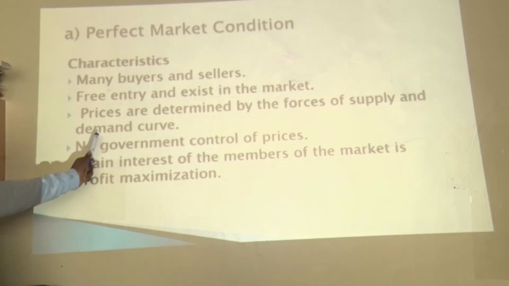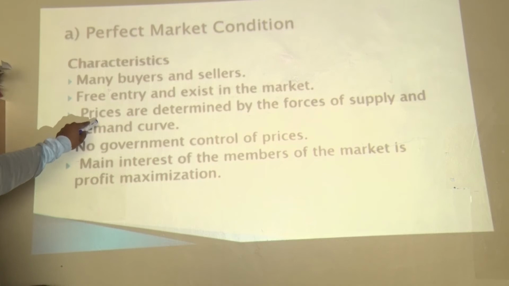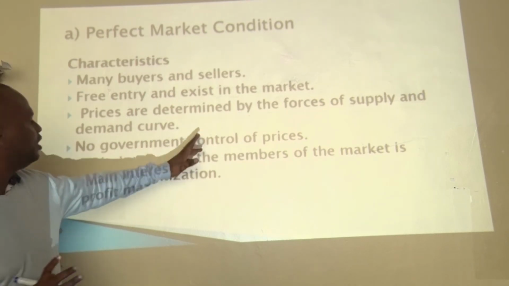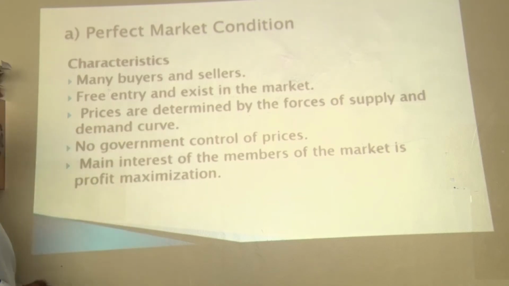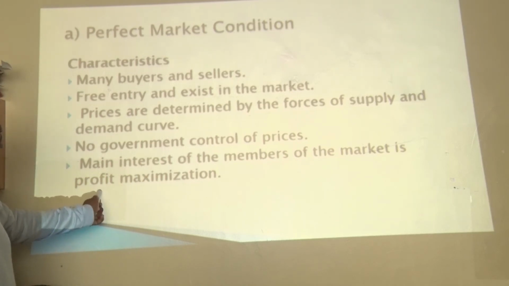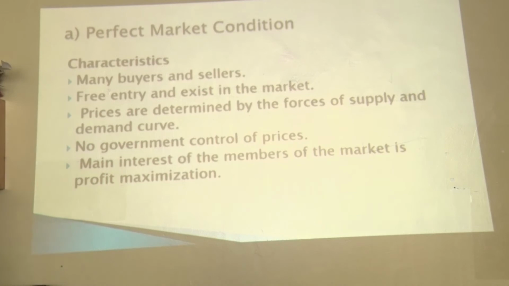You realize you don't just set the prices. You must determine your prices with the forces of both demand and supply. The other important thing is that there is no government control of prices, so the only things that control the prices are demand and supply. And lastly, the main interest of the members of the market is profit maximization. So the buyers and the sellers in this market basically want to maximize their profits.